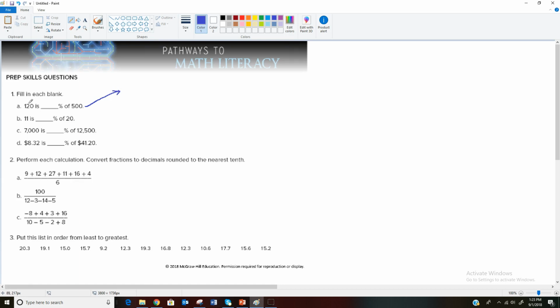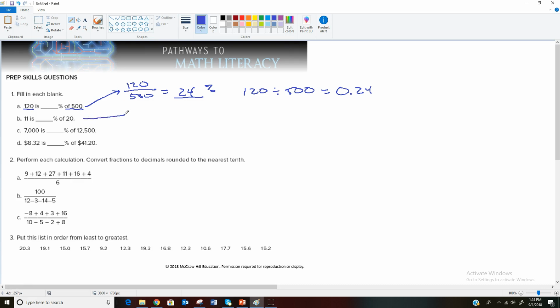So the way that they have this worded, 120 is what percent of 500? It means 120 out of 500 equals what percent. So we're saying 120 out of 500 and then they want us to switch that to a percentage. So we're going to do 120 divided by 500, which, if you divide that on your calculator, is going to give you 0.24. And then as a percentage, that's 24%. We're going to shift the decimal over 2 spots.